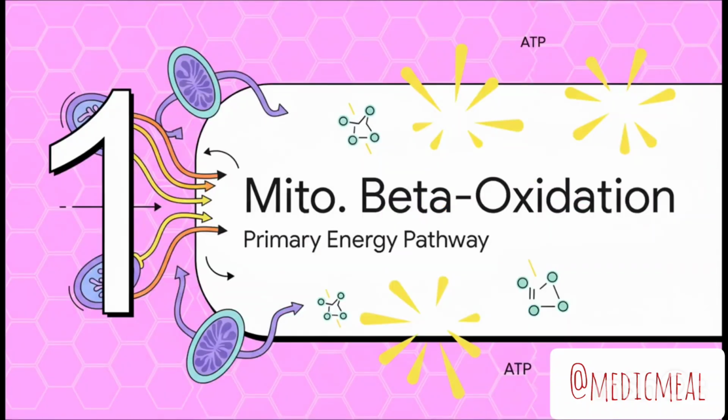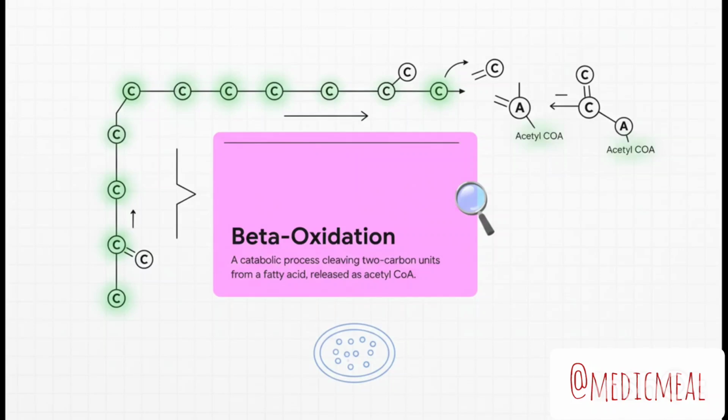Okay, let's kick things off with the main event, the pathway that does most of the heavy lifting, mitochondrial beta oxidation. As you can guess from the name, this all goes down in the mitochondria, and its number one job is to generate energy. So, what exactly is beta oxidation? Well, at its core, it's a catabolic process, meaning it's all about breaking things down. The key mechanism is this. It systematically chops off 2 carbon units from a fatty acid, releasing them as acetyl-CoA. And this whole process always starts from the carboxyl end of the molecule.